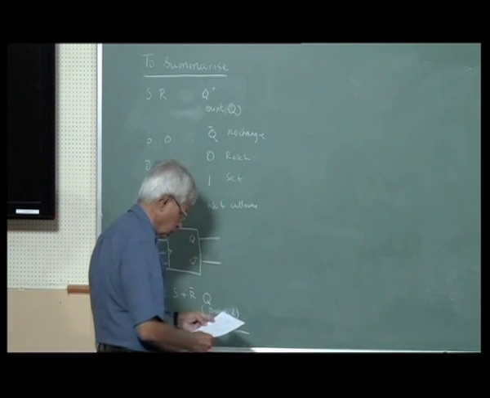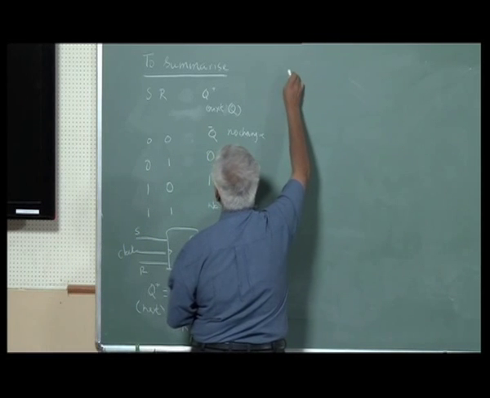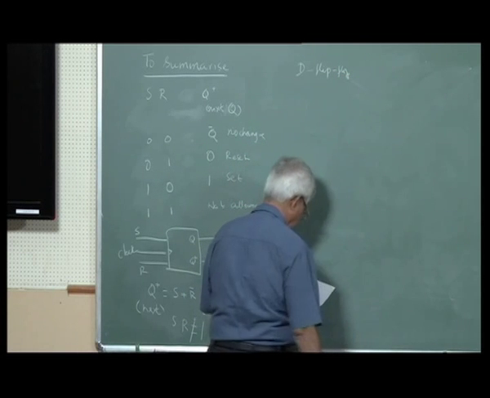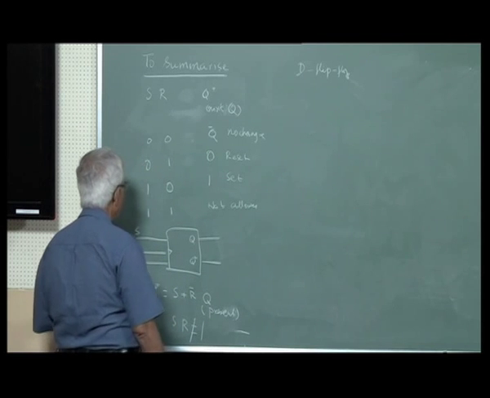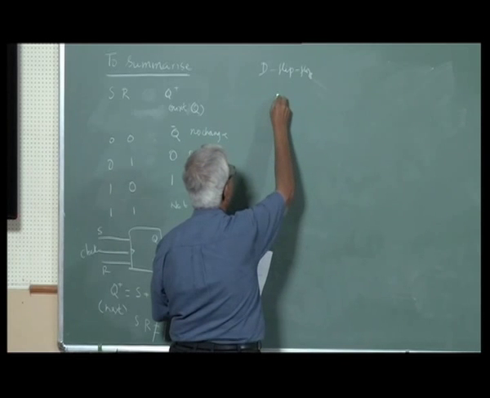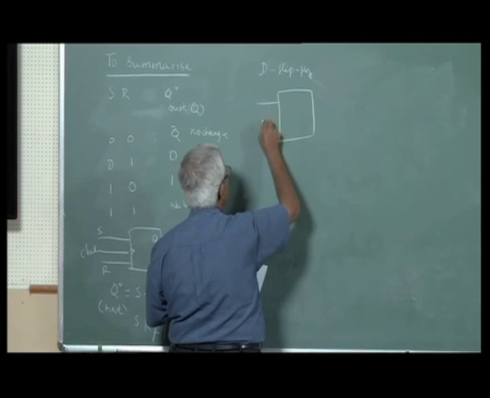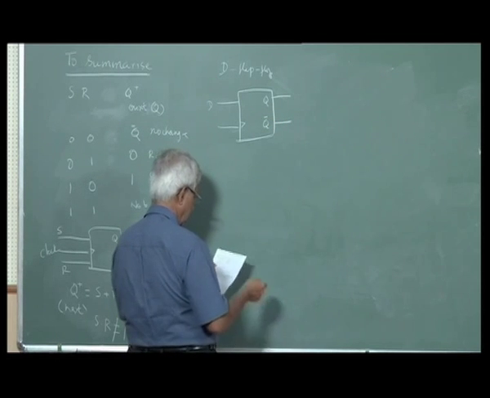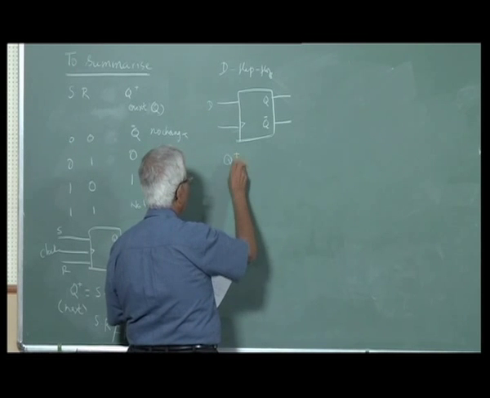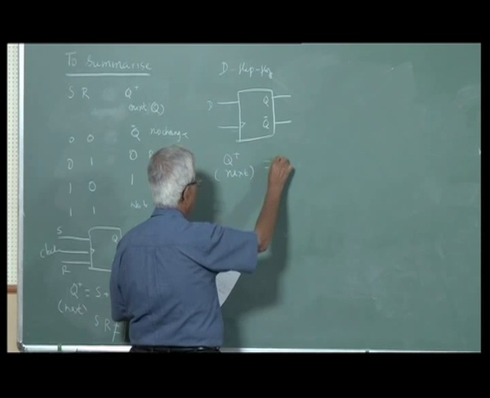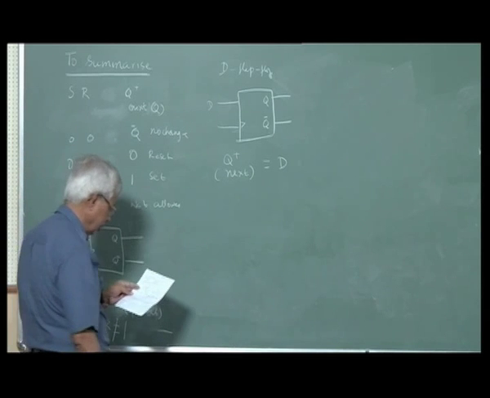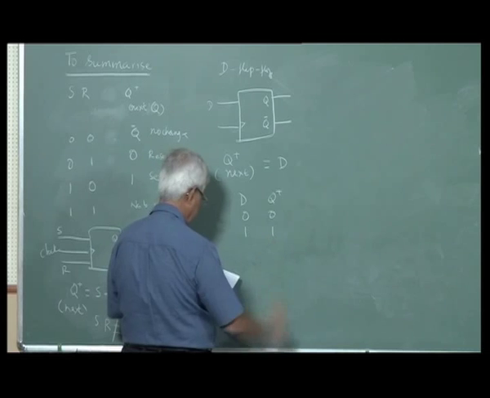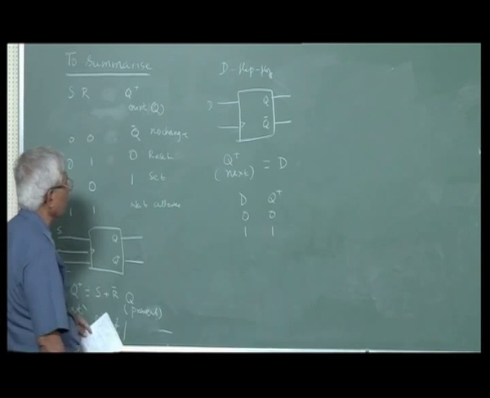D flip-flop, very simple. We have D and Q, clock, Q next. Next Q is always the present D. That means if you write the table, if D is 0, Q plus is 0, and if D is 1, Q plus is 1. Simplest.